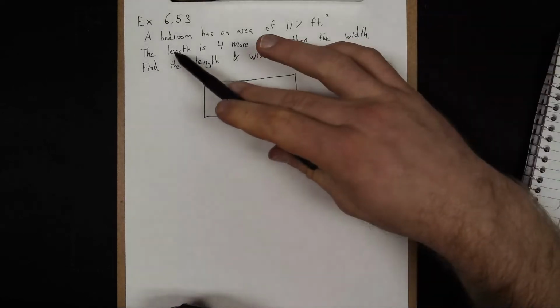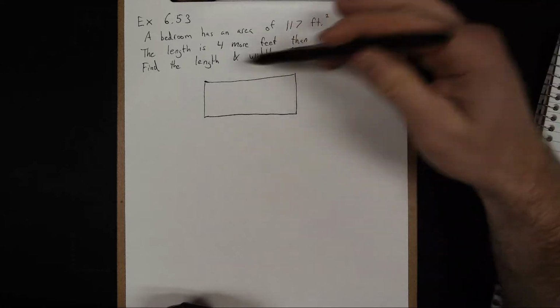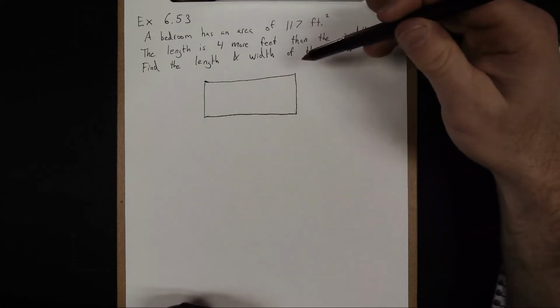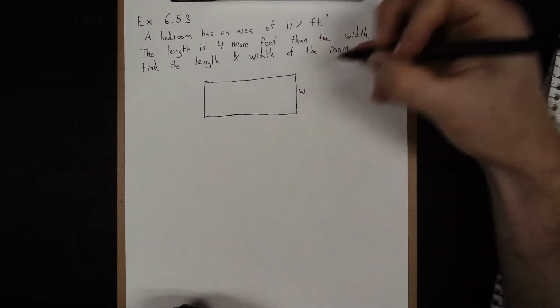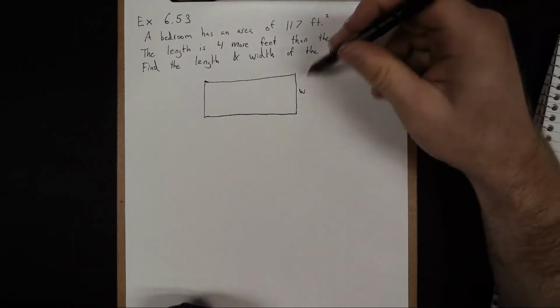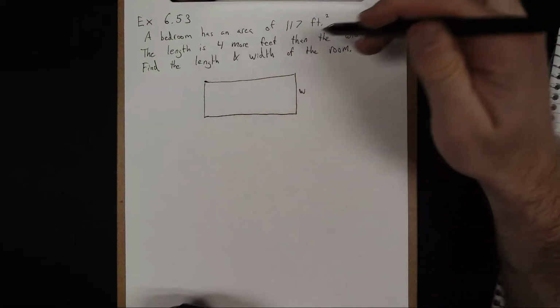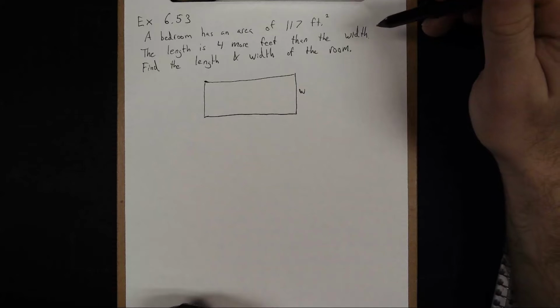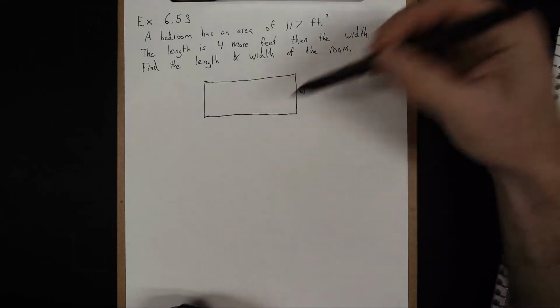So the length depends on the width. But our width doesn't depend on anything. Our width can be anything. So why don't we go ahead and just put our width down? Say W is our width. Now length is 4 more feet than width. So if you're watching this at home, pause, see if you can figure out what I would put down here for length.